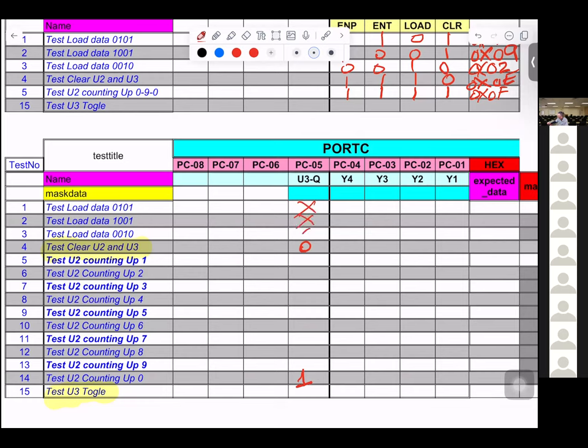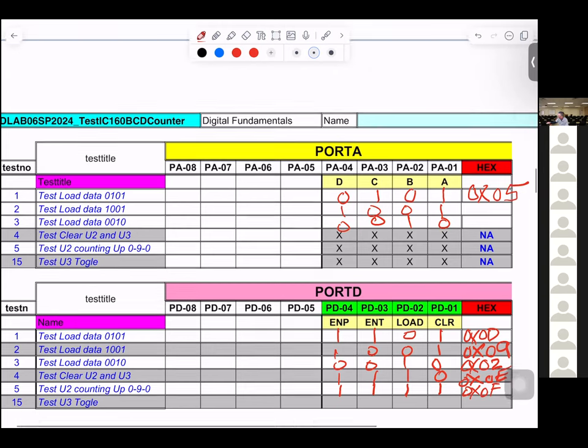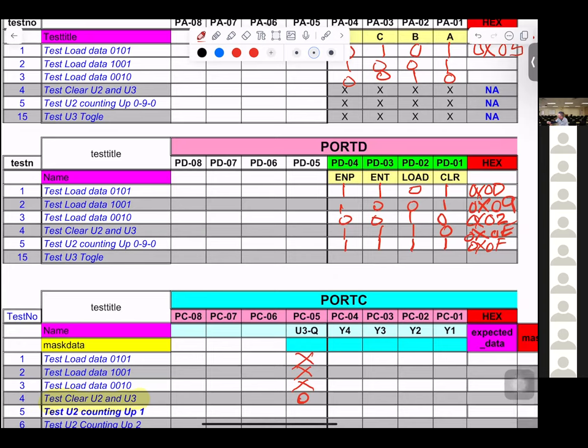Hey, Mr. Pham, what did you put in number 15 on port A? What number? Port A, number. Wait a minute, hold it. I'm sorry, it's port D. Port D. D is in David, yes. What do you put in 15 on port D? Oh, you want N, P, and D to be 1, 1. Load will be a 1. Clear must be 1. You don't want to clear. You don't want to load.